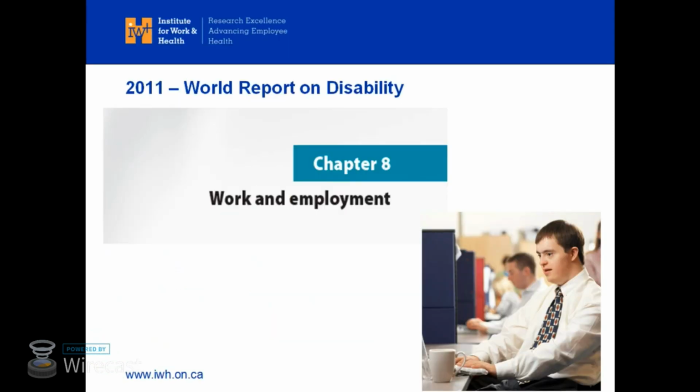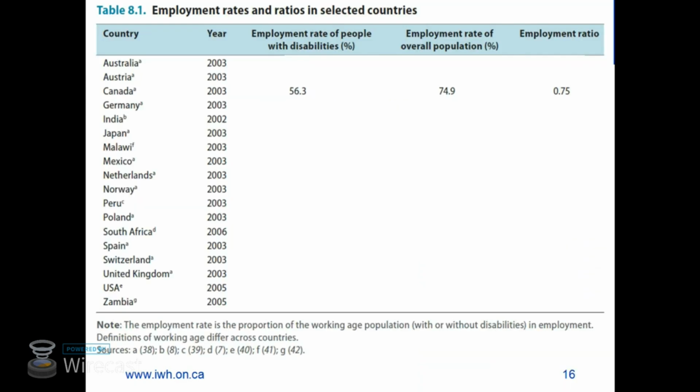Let's talk about Chapter 8 of the World Report on Disability. The whole Chapter 8 is about work and employment. And that's a person with mental disability. We know because some facial traces, but it's inclusive and he's working. So the Chapter 8 of the World Report on Disability talks about employment for people with disabilities.